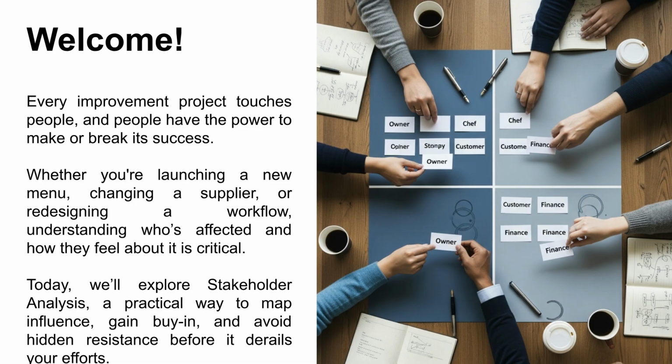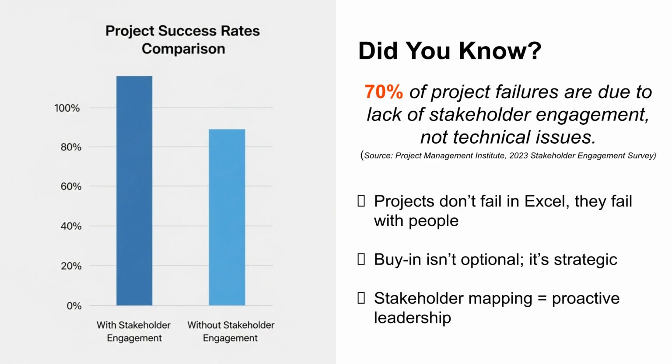Every improvement project involves people, and their engagement can determine success or failure. Understanding who is affected and their perspective is critical. Stakeholder analysis helps map influence, gain buy-in, and prevent unexpected resistance. Did you know that 70% of project failures stem from a lack of stakeholder engagement, not technical issues?